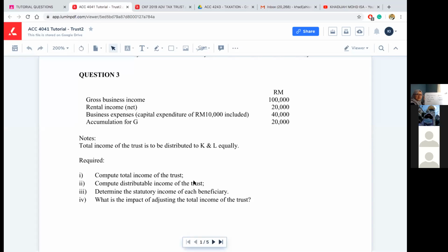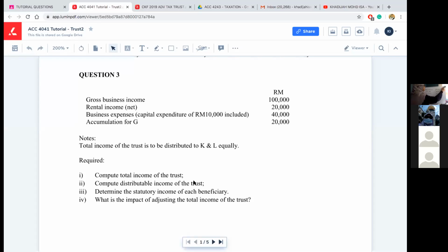How much is the rental? 20,000. Any more income? Tak ada dah. Okay, so this one is your aggregate income. How much is that? 90,000. Any annuity? None. Accumulation is for G. So bila ada accumulation means that you have to compute how much? You have to compute the distributable income as well. So aggregate income, there's no annuity, no approved donation. So aggregate income is also your total income.